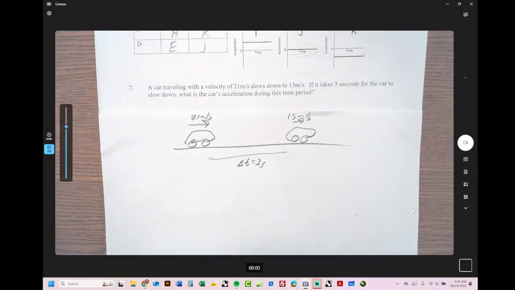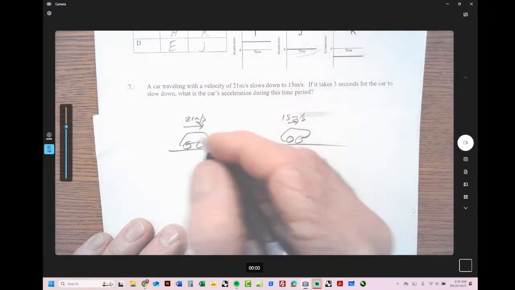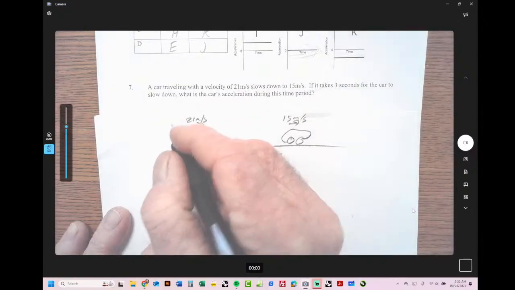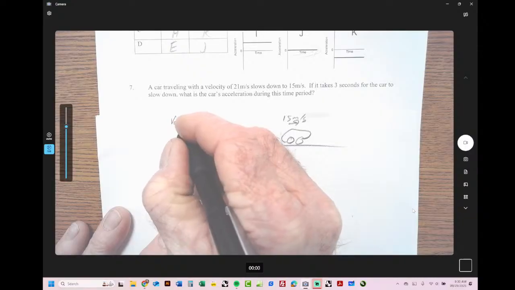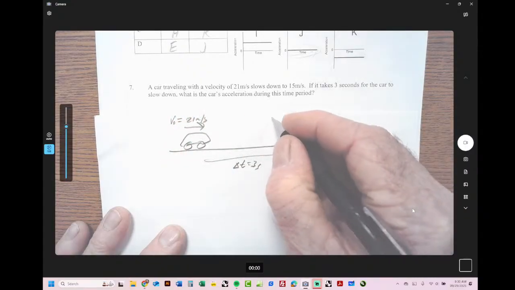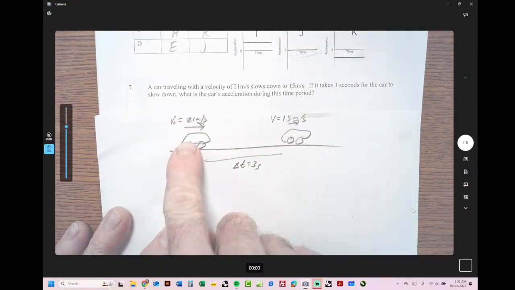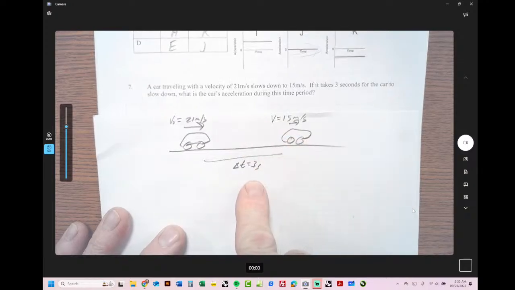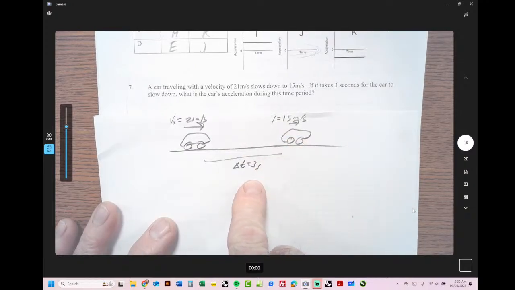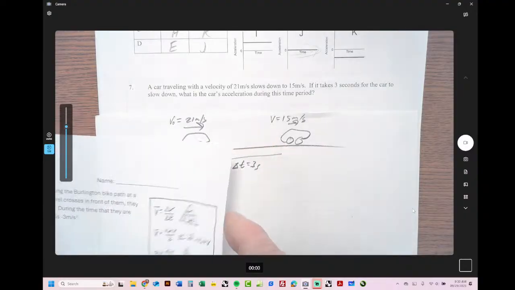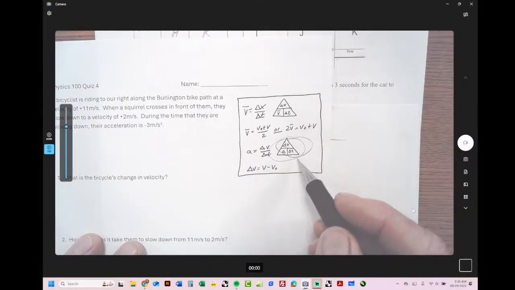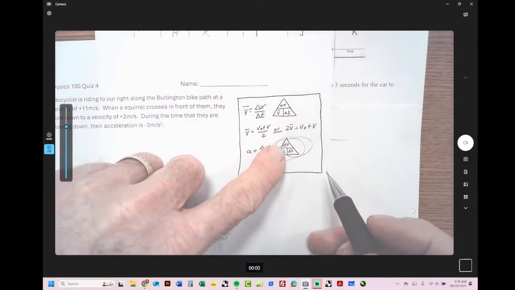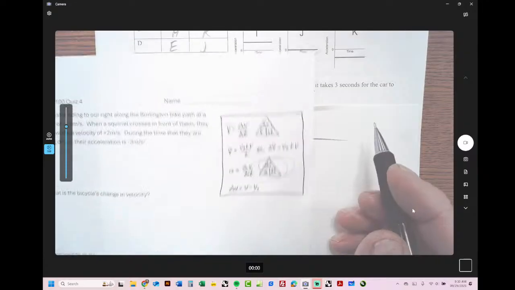So instead of making my really long list, I think I'm going to make a shortened list right now. In fact, maybe I'll make a longer list. This is V0, and this is V. So initial velocity, final velocity, change in velocity. And if I'm looking for acceleration, there's really only one formula for that. That's this one. So acceleration is just change in velocity over change in time.